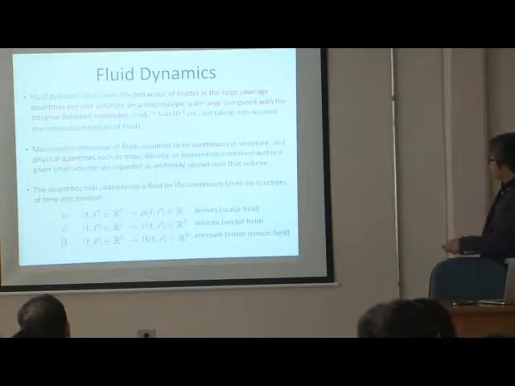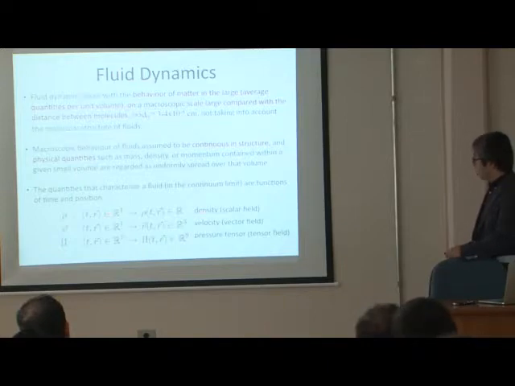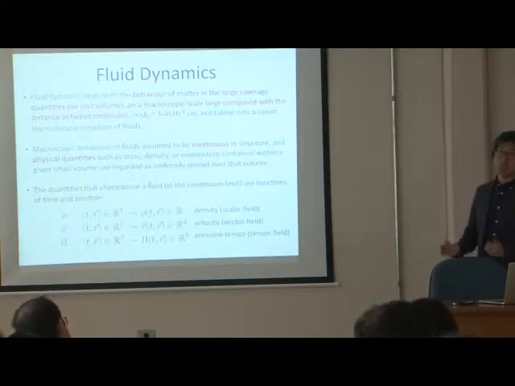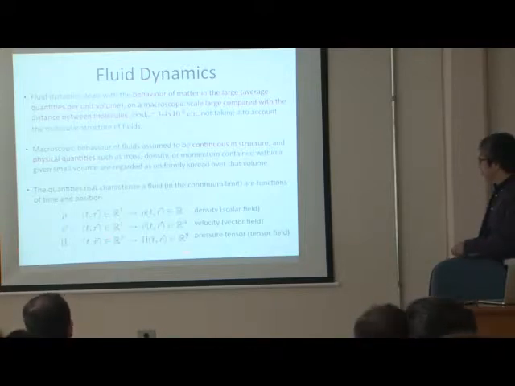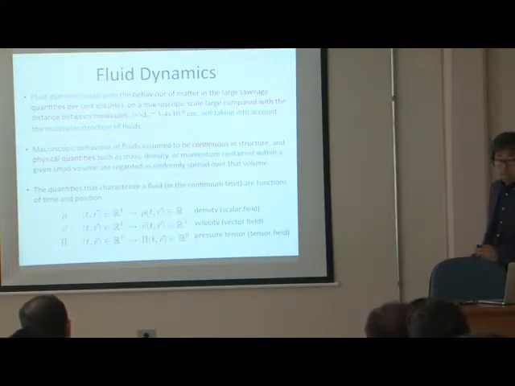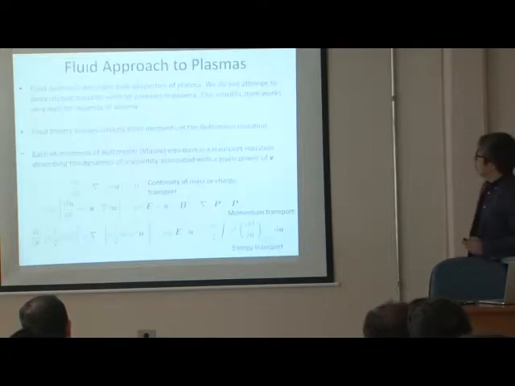So now we are writing the density. Density is a scalar field, so we say only the time. Then the velocity becomes a vector field, and the pressure tensor is a tensor field. A tensor field has 9 elements, a vector has 3 components, and density has only 1 component. Okay, so this is the fluid approach to the plasma.